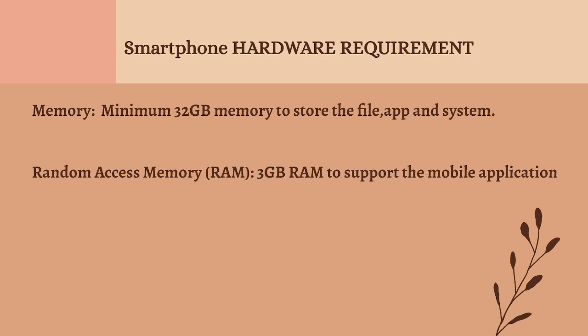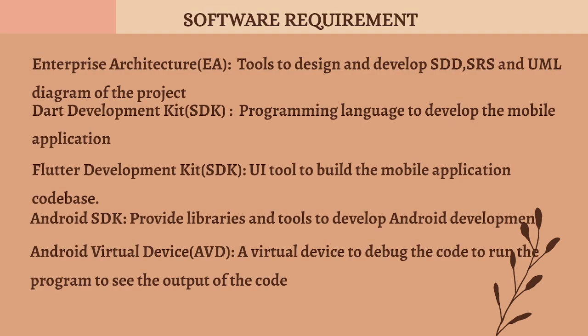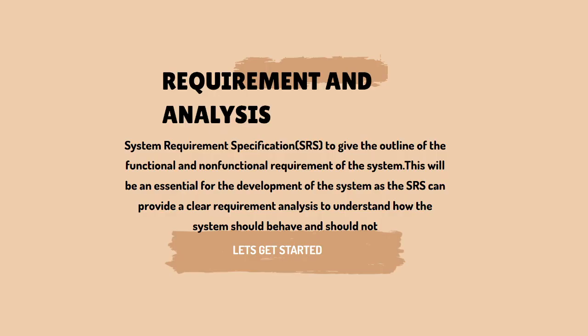The hardware for the smartphone will be a minimum of 32 GB to run files, apps and system, with 3 GB RAM to support the mobile application. The software requirements will be EA for developing SDD, SRS, and UML; Dart development kit as the programming language; Flutter development kit as a UI to develop the mobile application codebase; Android SDK as a library and tool to develop for Android; and AVD as a virtual device to debug the code and run the program to see the output of the code.